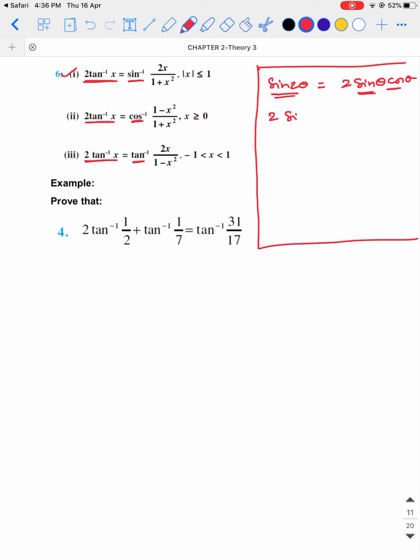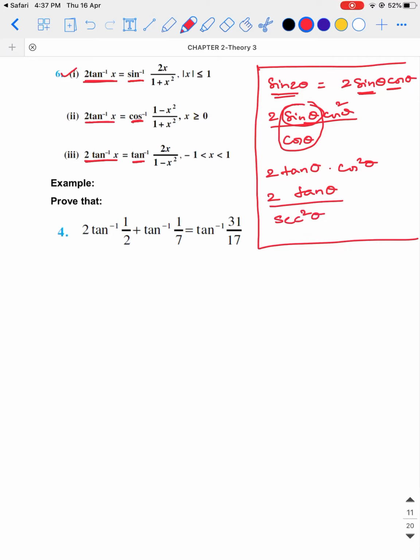To make it in terms of tan, on the right hand side, wherever you have sine theta, if you need tan, you need to divide by cos and compensate with cos. So 2 sine theta divided by cos theta gives 2 tan theta into cos square theta. Cos square theta is 1 by secant square theta. So this can be written as 2 tan theta divided by secant square theta, which is 1 plus tan square theta. So this is another formula: sine 2 theta can also be written as 2 tan theta by 1 plus tan square theta.